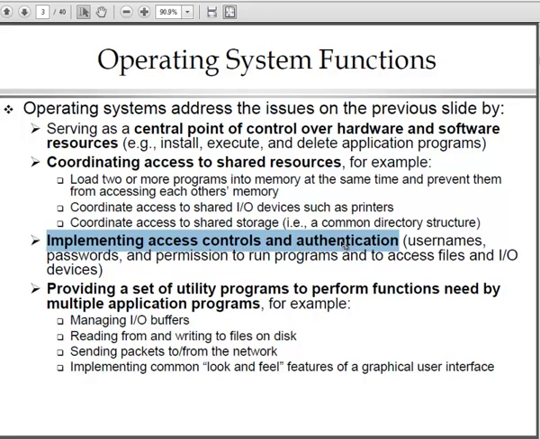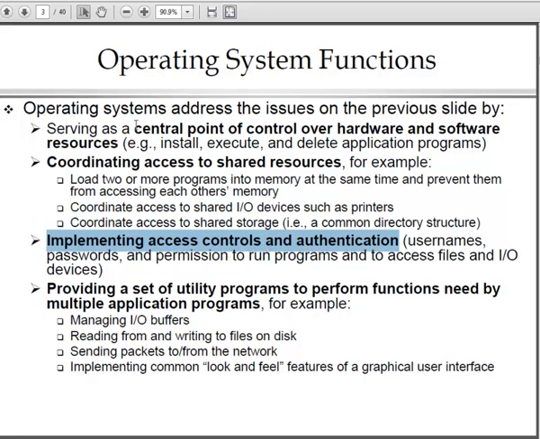Okay, so I've got a set of programs, I've got a set of files sitting out there on a set of secondary storage devices. Which users are allowed to run which programs? Which users are allowed to read which files? Which users are allowed to write which files? Which users are allowed to access particular I/O devices? All of this control goes through the operating system.